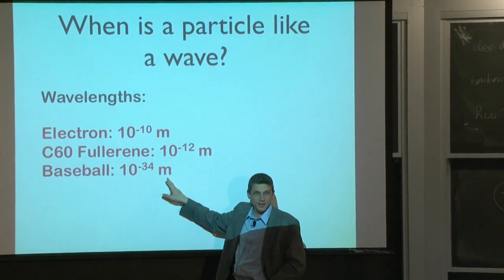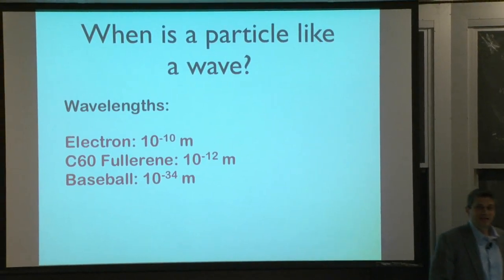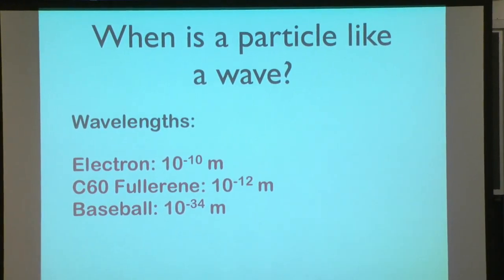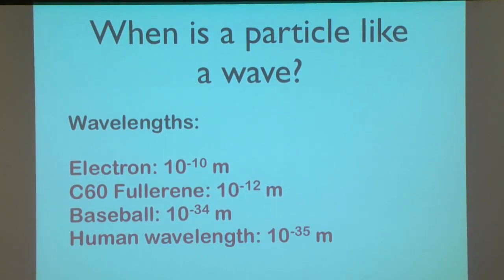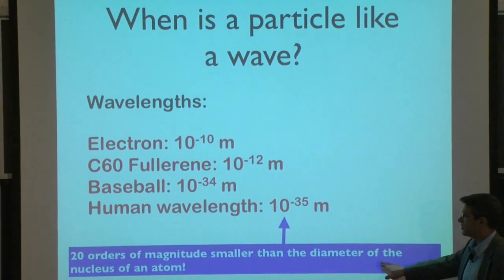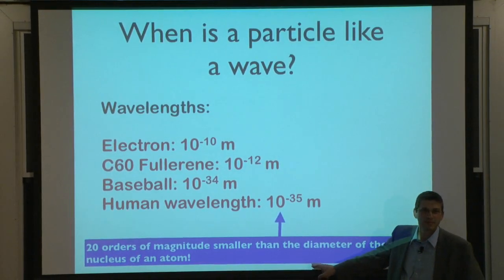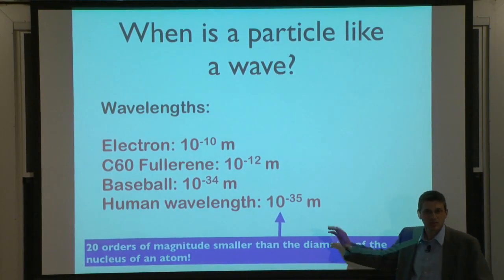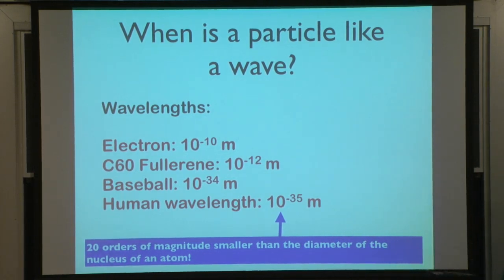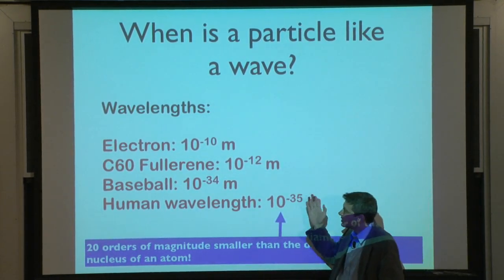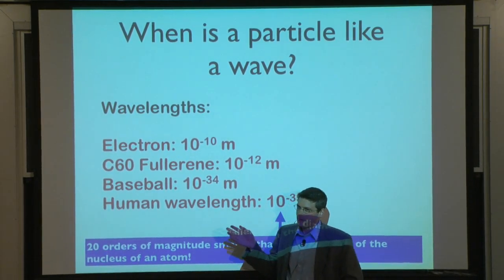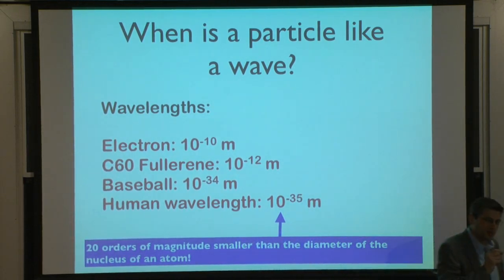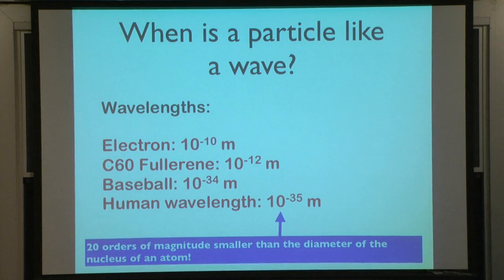Now I have a baseball, and here's the wavelength of a baseball. Can I measure that? Right? But it has a wavelength, and so do I. So do you. It's just that this is 20 orders of magnitude smaller than the diameter of the nucleus of an atom. That's how tiny the wavelength is associated with these larger objects. So you see, these are very quantum mechanical, and they would give you the same effect if you could measure distances that small, right?